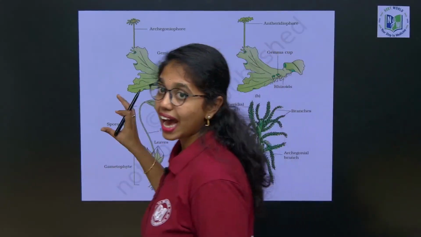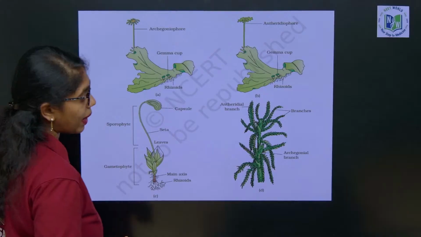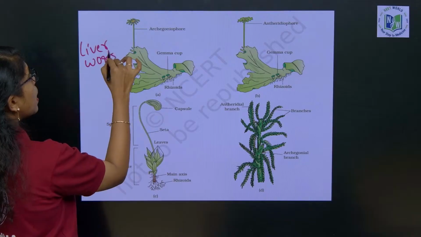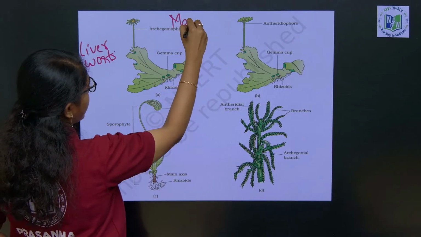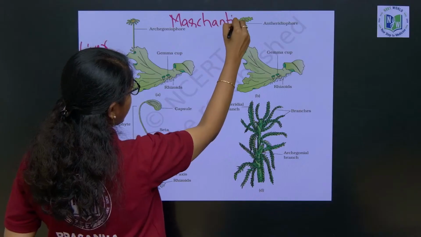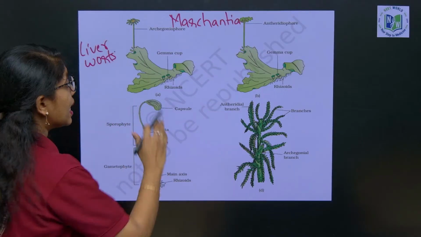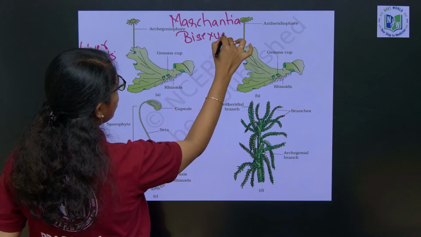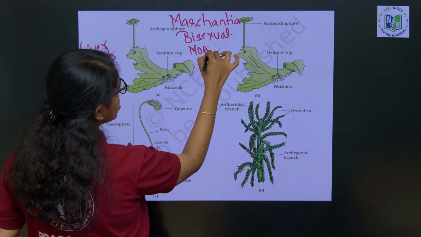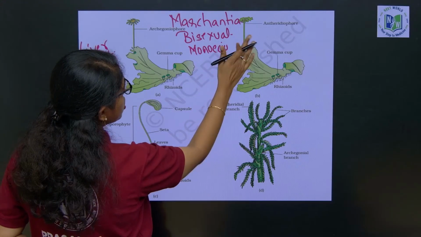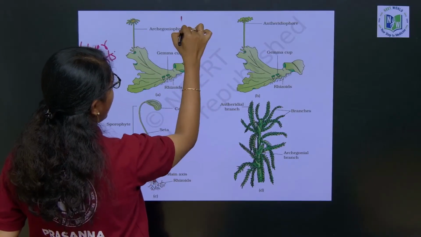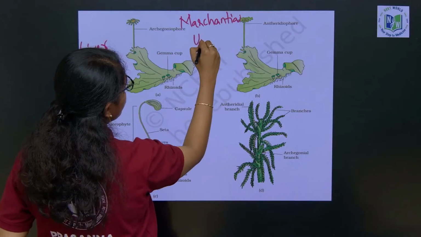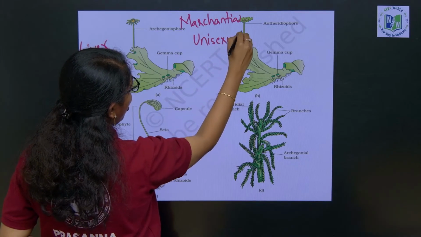Next, these are bryophytes, the amphibians of the plant kingdom. These are liverworts, that is Marchantia. Is Marchantia unisexual or bisexual? Sorry, this is unisexual, right? Marchantia is unisexual or dioecious.